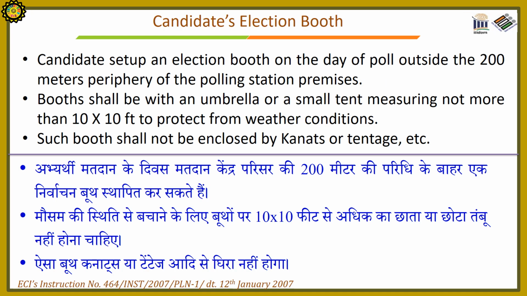Candidate selection booth. A candidate can set up an election booth on the day of poll outside the 200-meter periphery of the polling station premises. The booth shall be with an umbrella or a small tent measuring not more than 10 feet by 10 feet to protect from weather conditions. Such a booth shall not be enclosed by canvas or tentage, etc.